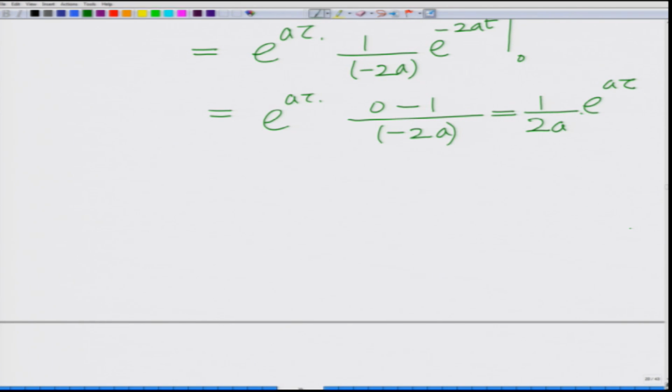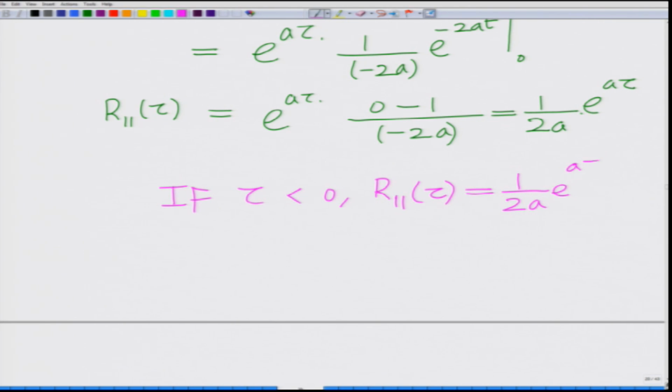So this is basically your r 1 1 tau. If tau is less than 0, r 1 1 tau equals 1 over 2a e to the power of a tau. Therefore, now we have derived r 1 1 tau corresponding to both the regions of tau. If tau is greater than or equal to 0, it is 1 over 2a e to the power of minus a tau. If tau is less than 0, then it is 1 over 2a e to the power of a tau.